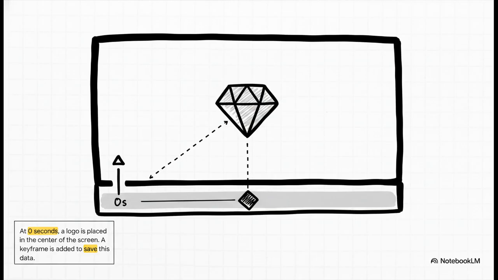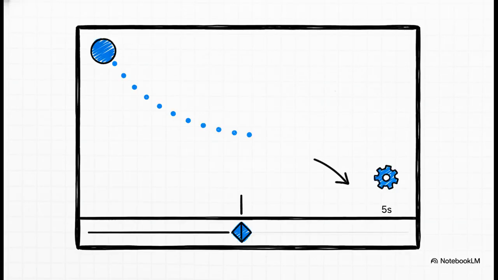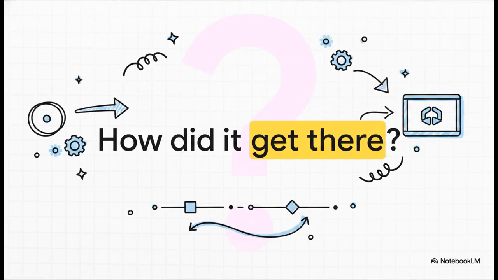Okay, let's walk through a super simple example. Let's say we drop a logo right in the center of our screen at the very beginning of our clip. Then we add our first keyframe. Boom! We've just told the computer to remember the logo's exact size and position at second 0. Now we scrub forward on our timeline to the 5-second mark. We take that same logo, we shrink it down, and we move it to the top left corner. The moment we do that, CapCut is smart enough to automatically add a second keyframe for us, locking in this new size and position.